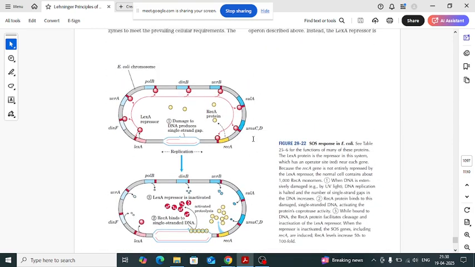And there is an SOS response in E. coli, which is a response when there is DNA damage.